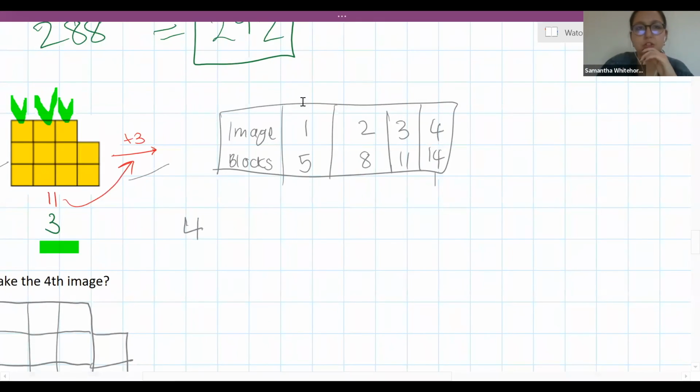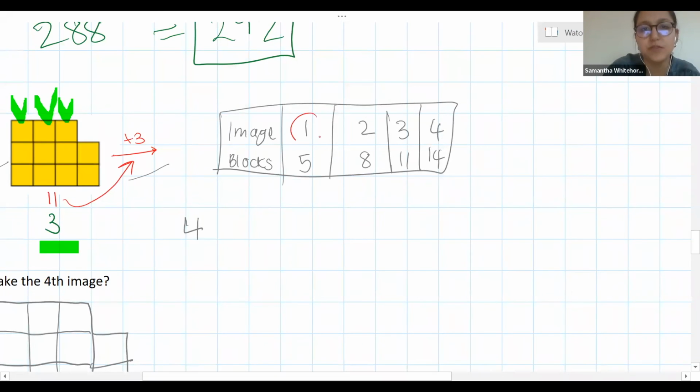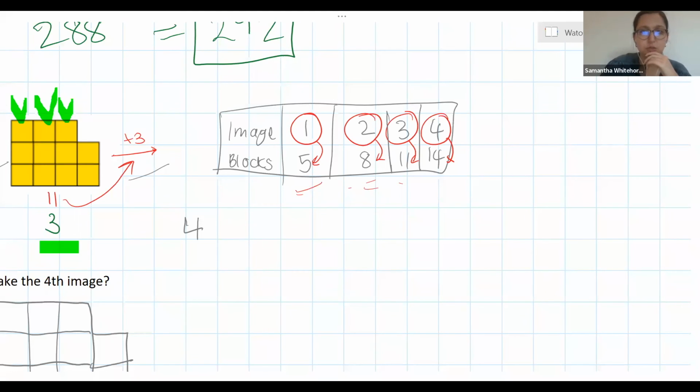Essentially, what we want to do is find a rule that I can apply to each of these image numbers to get the number of blocks. Now, this is what we call an input and output. Sometimes you can use X and Y. Really doesn't matter. So basically, I want to do the same thing to 1 as I will do to 2, as I will do to 3, as I will do to 4 in order to get the number of blocks that I have. Pelesa, do you want to ask a question or do you want to tell us what's happening?